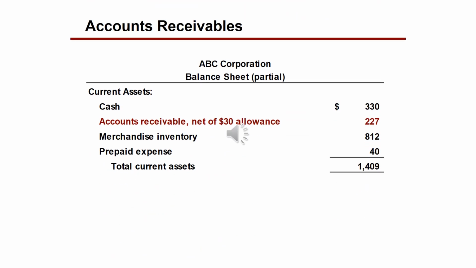So from the accounts receivable balance and the allowance for doubtful accounts balance that we had in the previous slide, you notice that we had a debit to accounts receivable of $257 and a credit to the allowance for doubtful accounts of $30. So ABC Corporation's balance sheet is going to look like this. We're going to have a line for accounts receivable net of $30 allowance. So that is going to be $257 minus $30. That will give us $227.